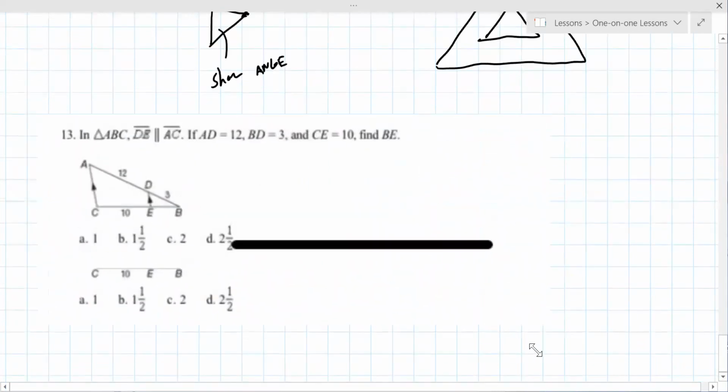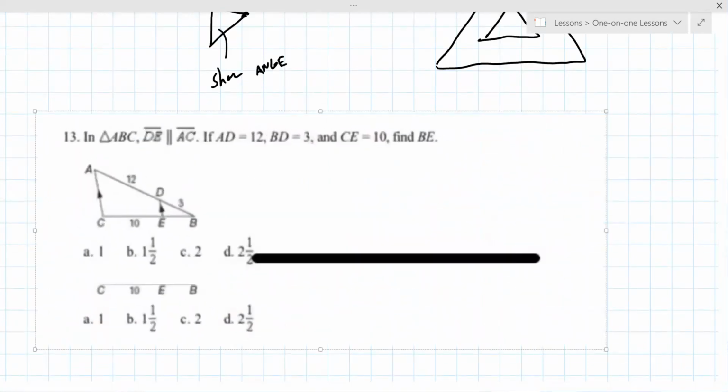Okay, on to number 13. In triangle ABC, DE is parallel to AC. If AD equals 12 and BD equals 3 and CE equals 10, find BE. So we're trying to find this X.